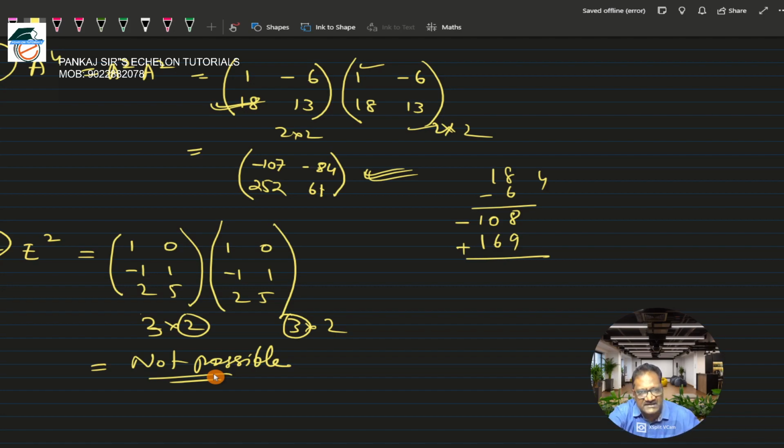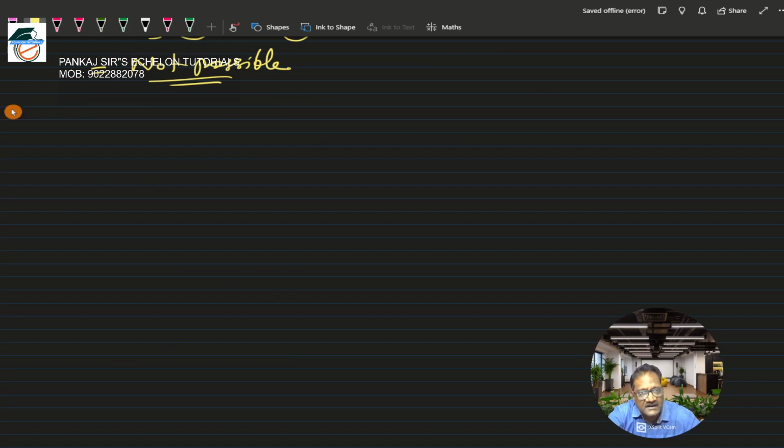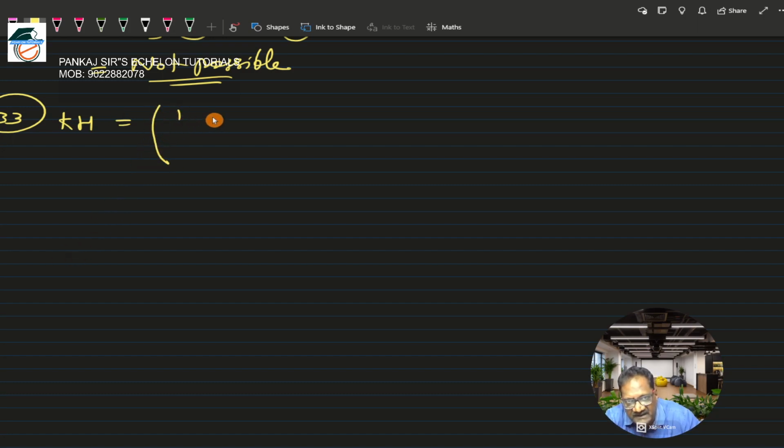Now coming to 33. It's K times H. K you have to multiply by H. So first K, I will write down K as this one. It's a 1 minus 3 0 1 and a minus 7 0. This is K, and H is 0 1 and minus 2 in the first row, and then 3 minus 4 and a 5 in the second row.